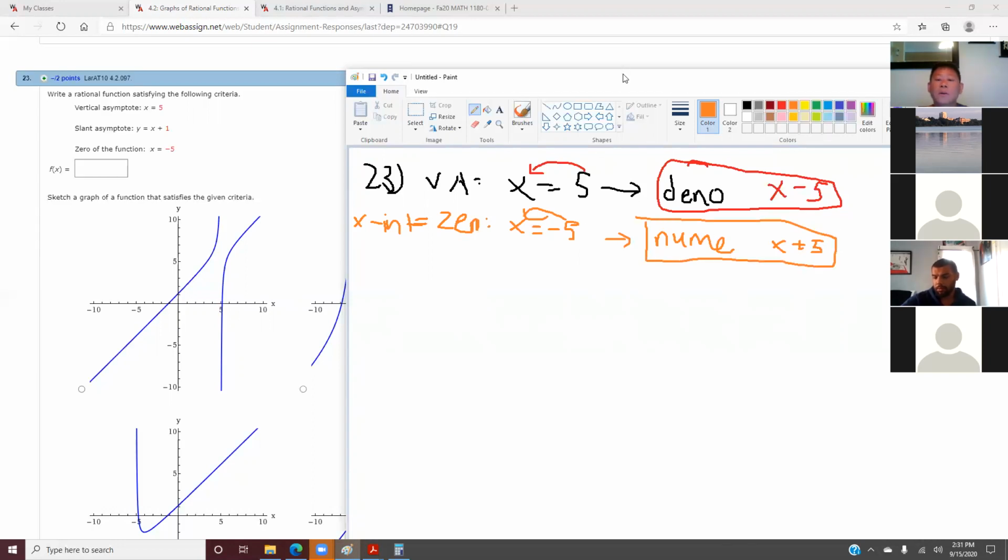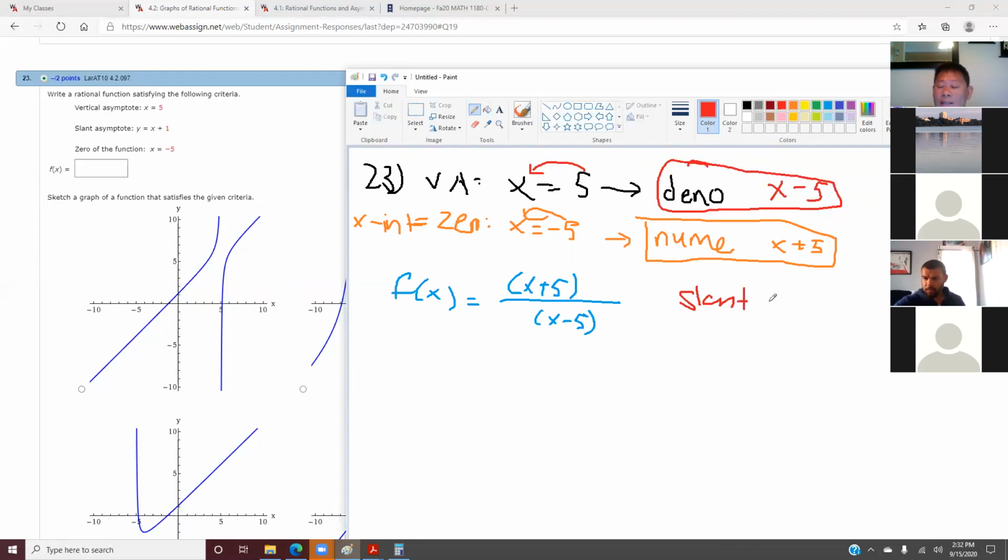Okay. So far, our function looks something like this. F of x: x plus 5 is in the numerator and x minus 5 is in your denominator. Right? This is top and bottom.